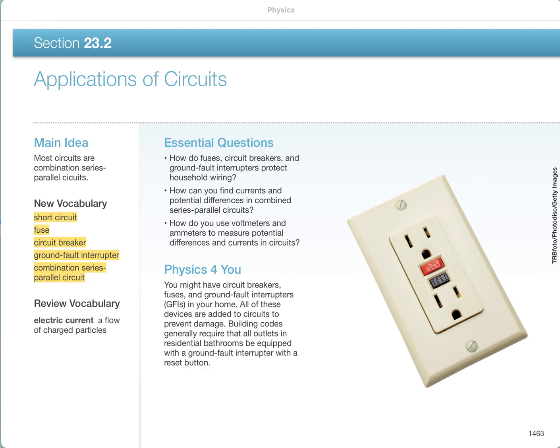One is common application of the circuits we've been talking about in your house. And we're going to talk about such things as what a short circuit is, what a fuse and a circuit breaker and a GFI do in your house. And also we're going to talk about combinations of circuits, series and parallel.